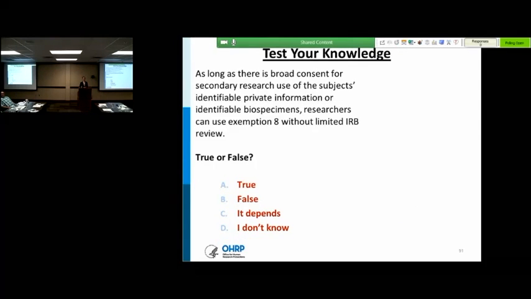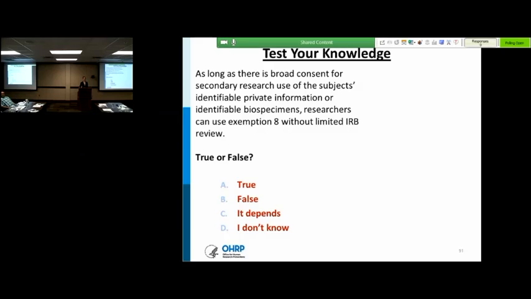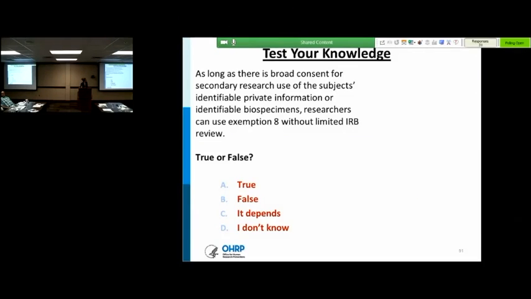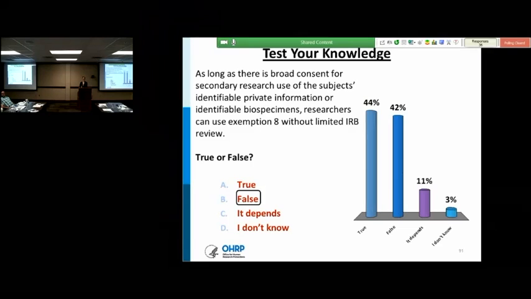Okay, as long as there is broad consent for secondary research use of subjects' identifiable private information or biospecimens, researchers can use Exemption 8 without limited IRB review. This one's also an easy one. Okay, I'm closing it in 3, 2, 1.